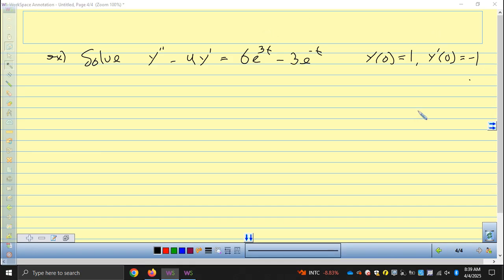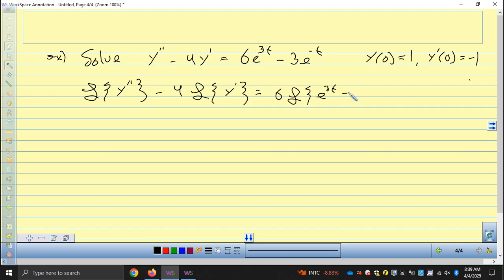Well, let's look at using the Laplace transform. So we'll say the Laplace transform of y double prime minus 4 times the Laplace transform of y prime equals 6 times the Laplace transform of e to the 3t minus 3 times the Laplace transform of e to the minus t.